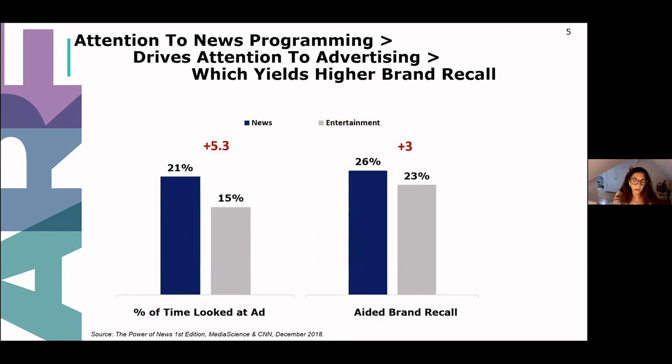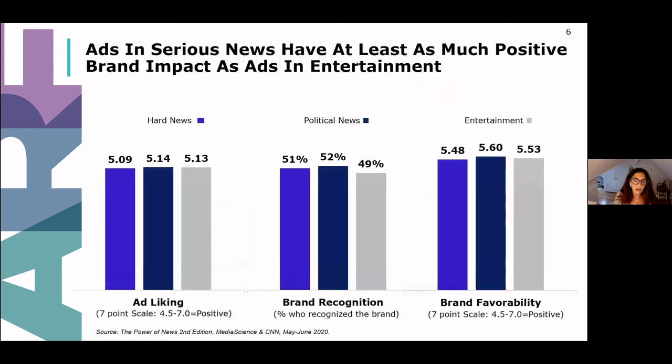And as a result, you see the familiar story here. Attention to news leads to higher ad and brand recall within that news. But there's also a myth, which is that hard and political news is not a good place for advertising. Yet the reality is that serious news generates at least as much ad and brand impact as entertainment, with no negative effect on the brands at all.